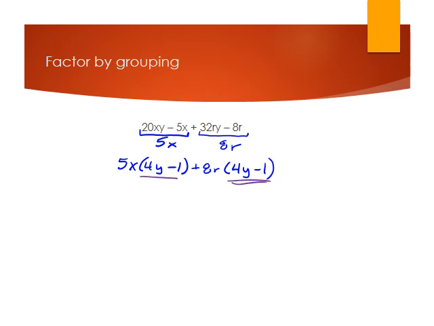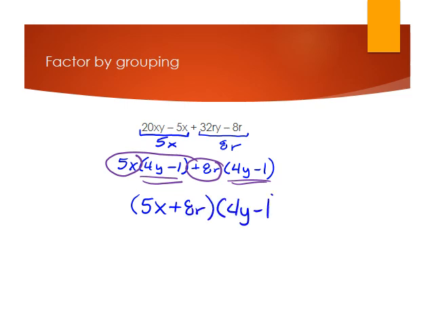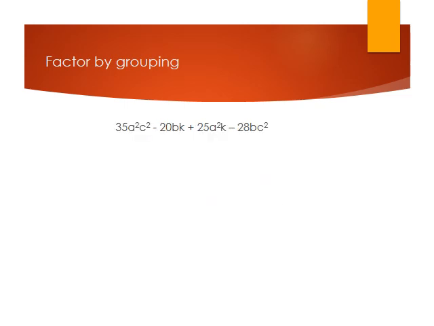Remember that that's key. We want those to be the same. This has to be the same as this, and that is one of my final factors, and then what we pulled out is the other. So this factors to 5x plus 8r times the quantity 4y minus 1. And then we should always check to see if they can factor again, but in this case they can't. There's no greatest common factor, there's no difference of squares, there's nothing else that we can factor out.